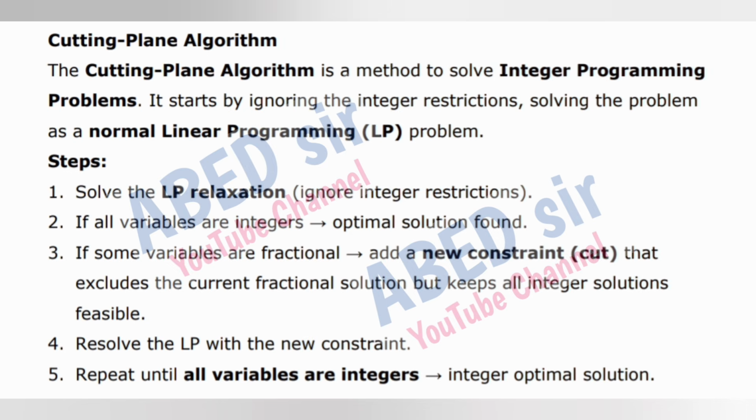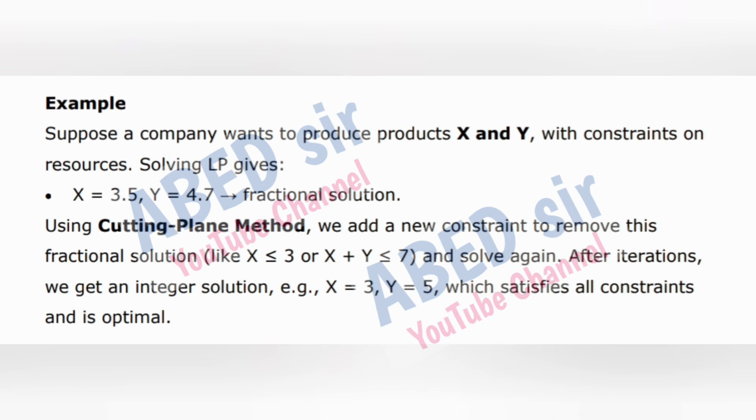5. Repeat until all variables are integers. Integer optimal solution. Example. Suppose a company wants to produce products X and Y with constraints on resources. Solving the LP gives X equals 3.5, Y equals 4.7, a fractional solution.